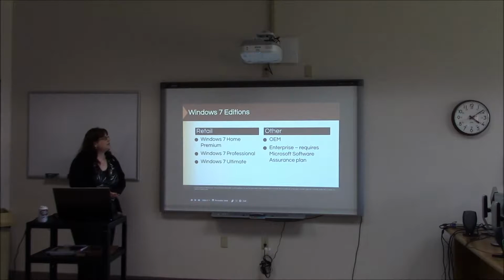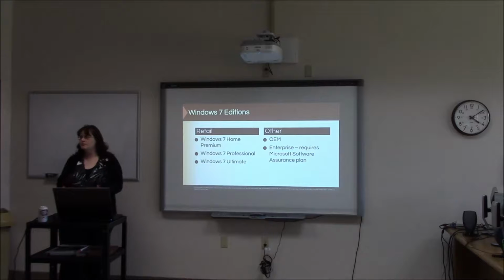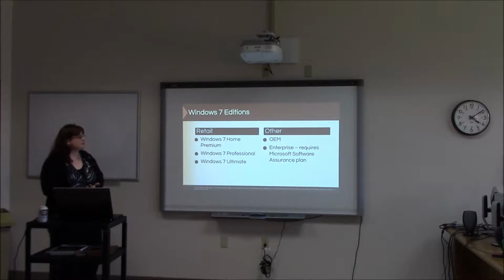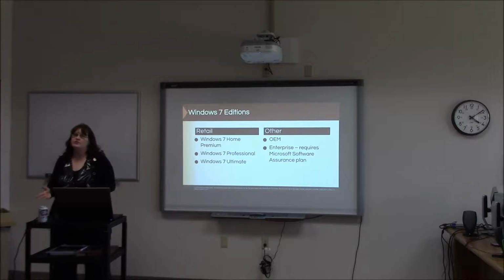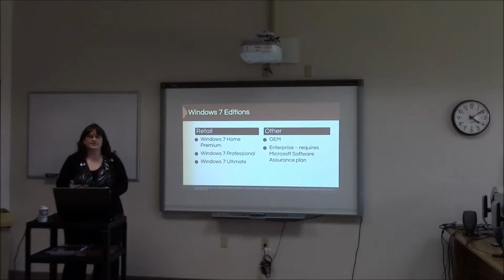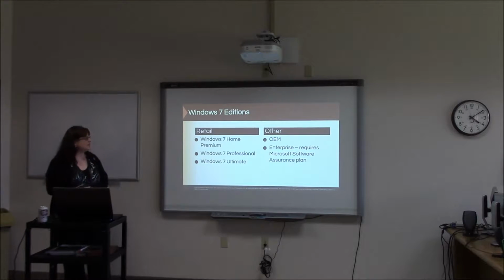There were several different editions of Windows 7, and each one is kind of meant to target a different market. The first one, Windows 7 Home Premium, as you would guess, is for the home user that just needs to use the OS and doesn't need to do a lot of really advanced things with it. Windows 7 Professional, we'll talk about the difference between that in a minute. Windows 7 Ultimate, for a more ultimate experience.